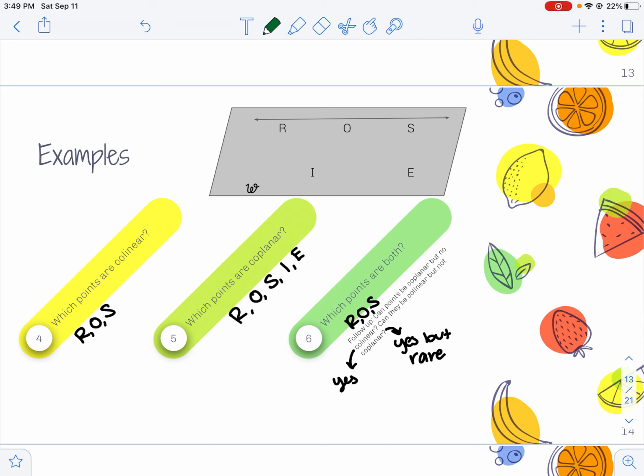When I look at my example, R, O, and S are all on the same line. Sometimes kids are like, well, couldn't I make R and I collinear? And you could, but they didn't draw the line for us, so we're not going to count that as collinear. R, O, S, I, and E are all coplanar because they're all laying on the same plane. Only R, O, and S are both, right? It was on the same line here, and it's on the same plane here.